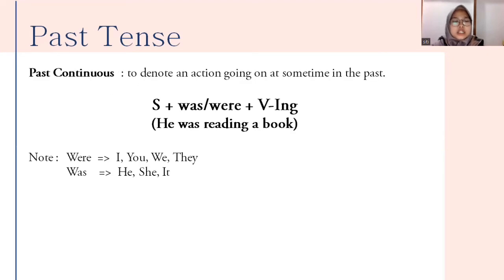And next is past continuous. Past continuous is used to denote an action going on at some time in the past. The form is subject, was or were, plus verb ing. For example, he was reading a book. And this is the rule when you use was or were. Were is used for subject I, you, we, they. And was is used for the subject he, she, it.